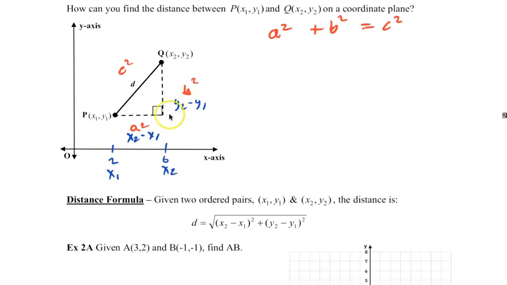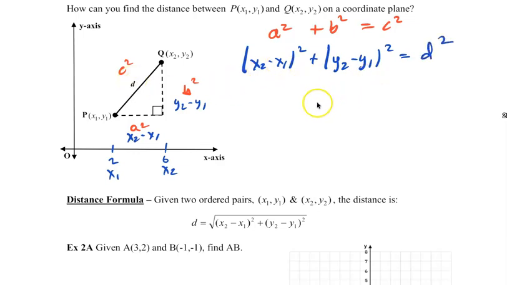Right? And then we could substitute this all into the formula. So my a is x2 minus x1 squared plus my b squared would be y2 minus y1 squared. And my c is my distance, d squared. I might wonder why I put absolute values. When you talk about distance, it's always absolute value because you don't care if it's negative or positive. So I just put little absolute values there.